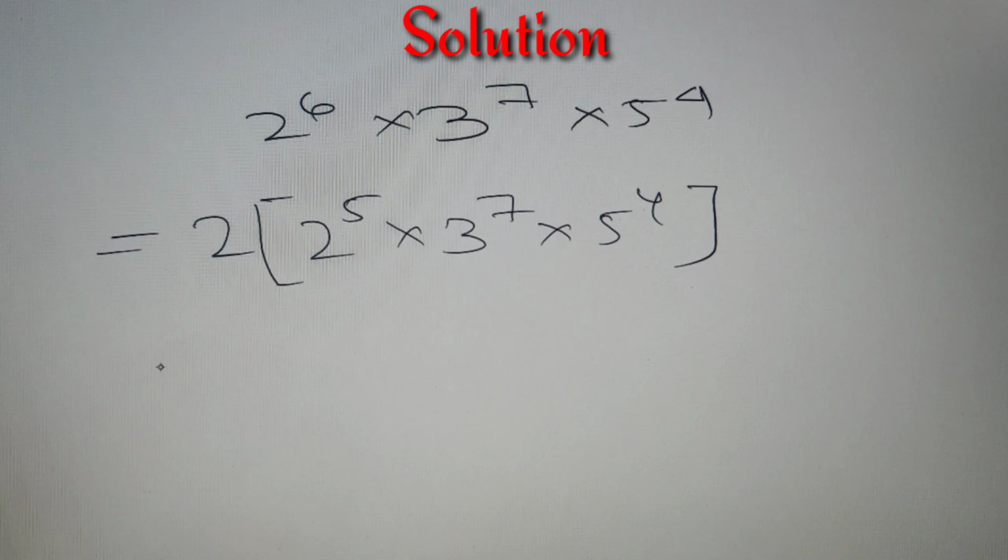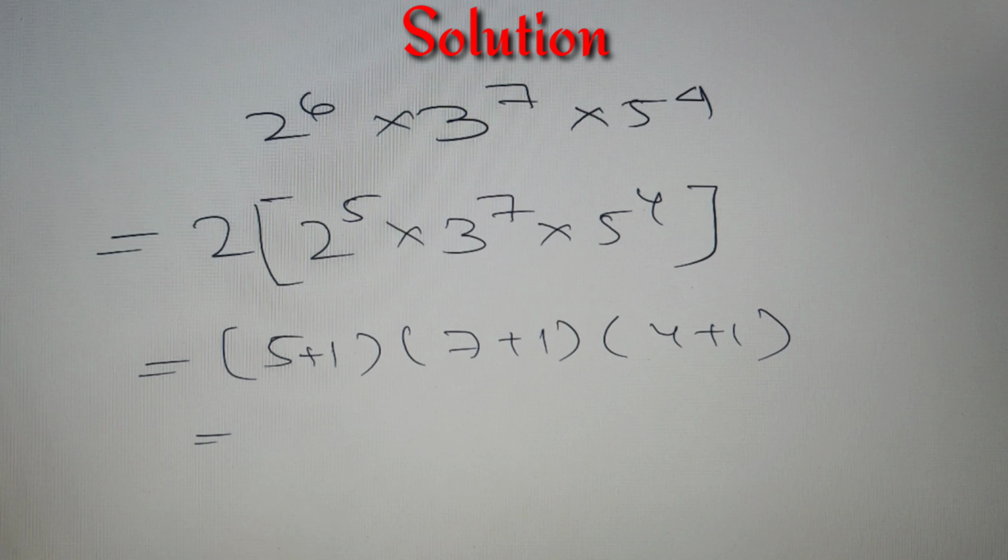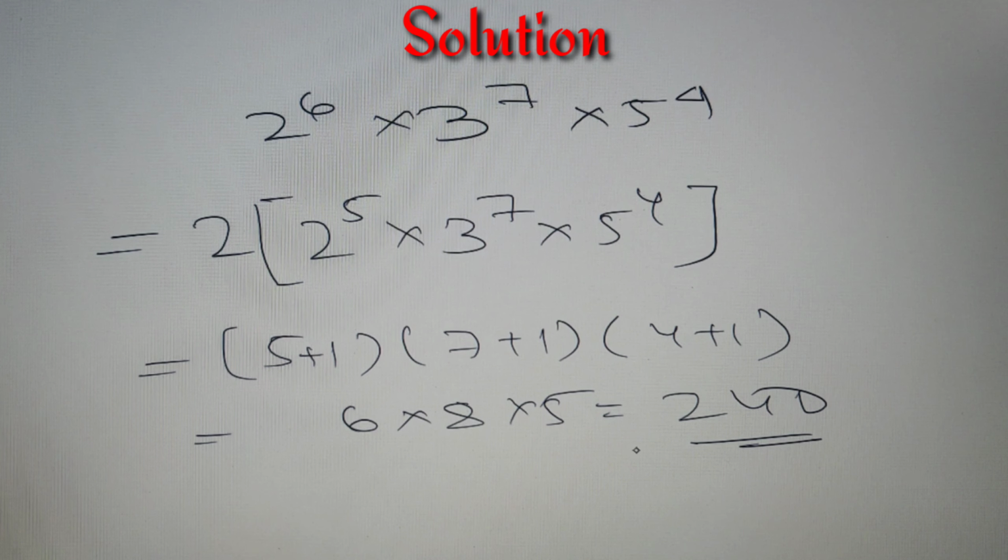So we just have to put this number in the formula and we'll get our answer. So it is equal to 5 plus 1 into 7 plus 1 into 4 plus 1. Now 5 plus 1 is equal to 6 into 8 into 5, and this number comes out to be 240, because 6 into 40 is equal to 240. The number of even factors for the given number is equal to 240.